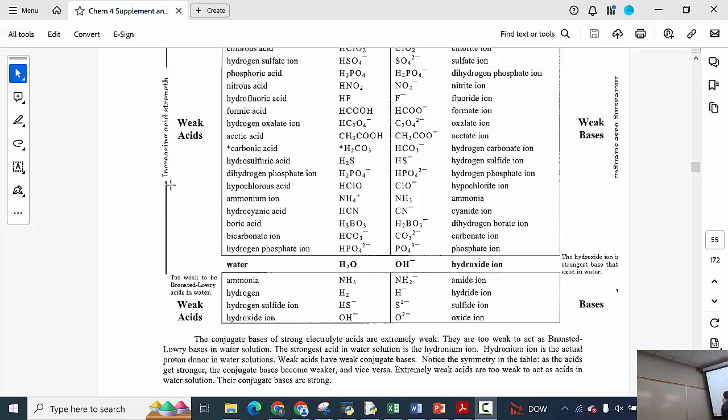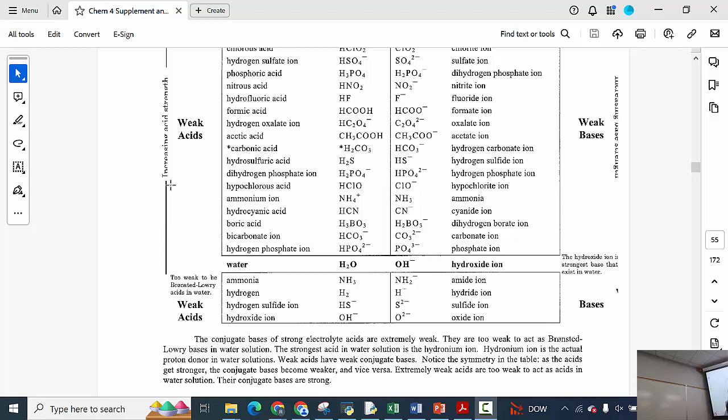But these would be weaker than water. It would be ammonia, hydrogen. Hydrogen we don't normally think of as an acid. Hydrogen sulfide ion, hydroxide ion. Hydroxide is a strong base. And so on the flip side of this, we have what we call the bases. And this is called a conjugate relationship. So if hydroxide loses an H+, then it forms the conjugate base oxide. And so these are conjugate pairs, which we call them.